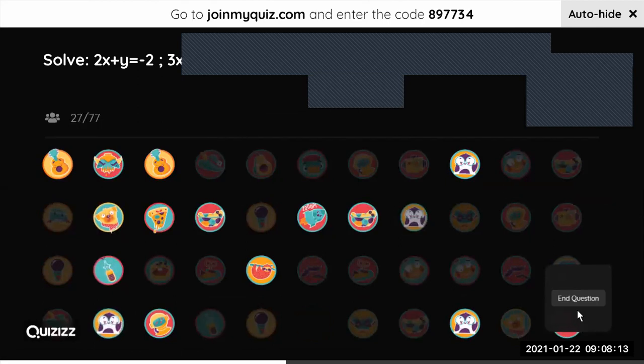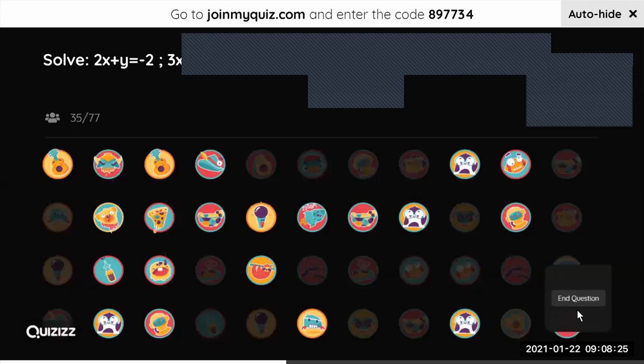Okay, once I end the question here, you'll get the score. If it is right, you will get a correct in green. If it is wrong, you'll get a wrong in red. Okay, I'll give you another 5 seconds. Another 5 seconds.